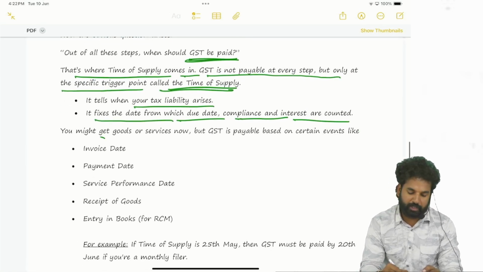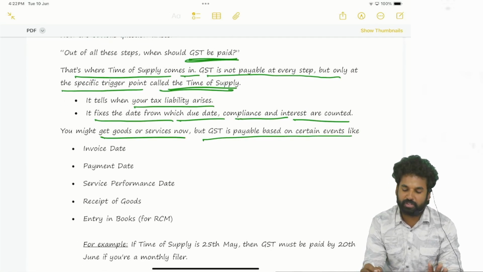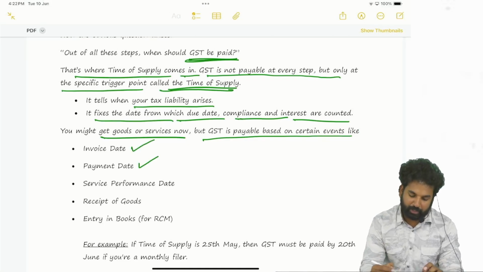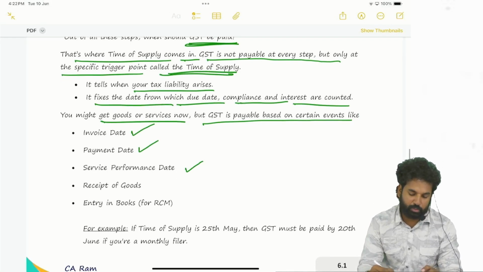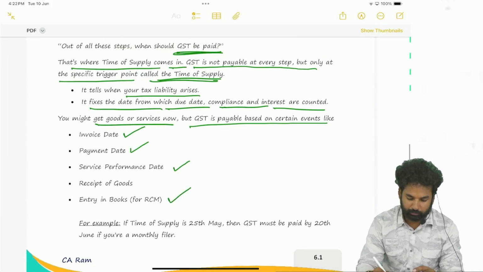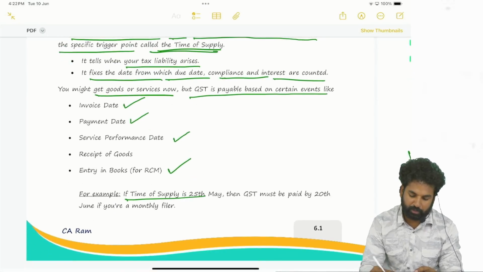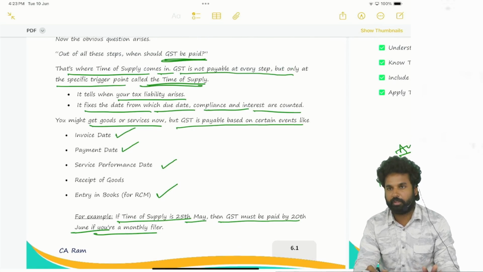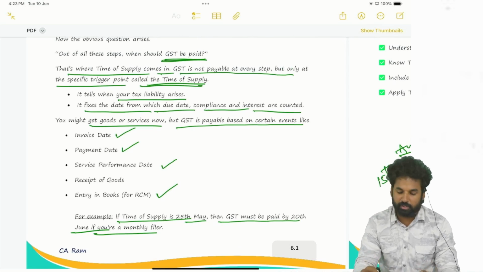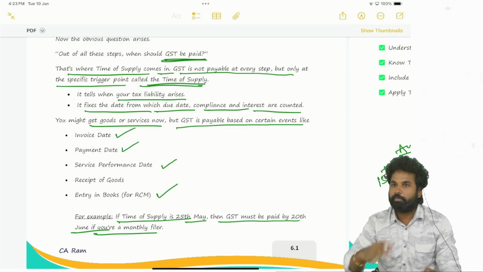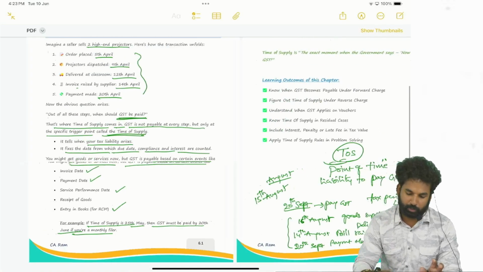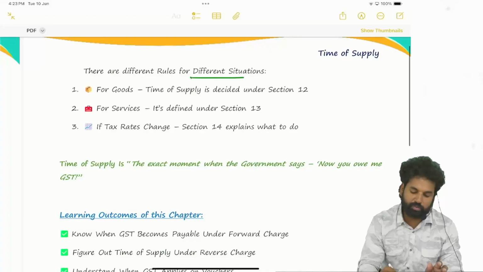It fixes the date from which the due date, complaints, and interest are counted. Next, you might get goods or services now, but GST is payable based on certain events like invoice date, payment date, service performance date, receipt of goods, entry in the books. For example, if the time of supply is 25th May, then GST must be paid by 20th June, if you are a monthly filer. If your tax period is a month and your liability is in this month, then by the next month's 20th you have to make the payment. So there are different rules for different situations.